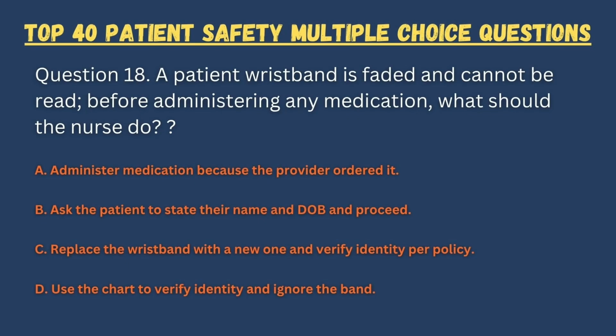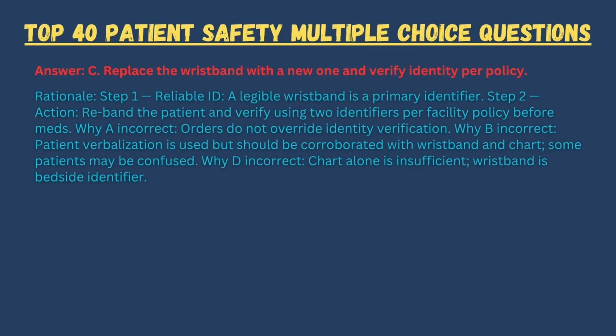Question 18. A patient wristband is faded and cannot be read. Before administering any medication, what should the nurse do? A. Administer medication because the provider ordered it. B. Ask the patient to state their name and DOB and proceed. C. Replace the wristband with a new one and verify identity per policy. D. Use the chart to verify identity and ignore the band. Answer. C. Replace the wristband with a new one and verify identity per policy.